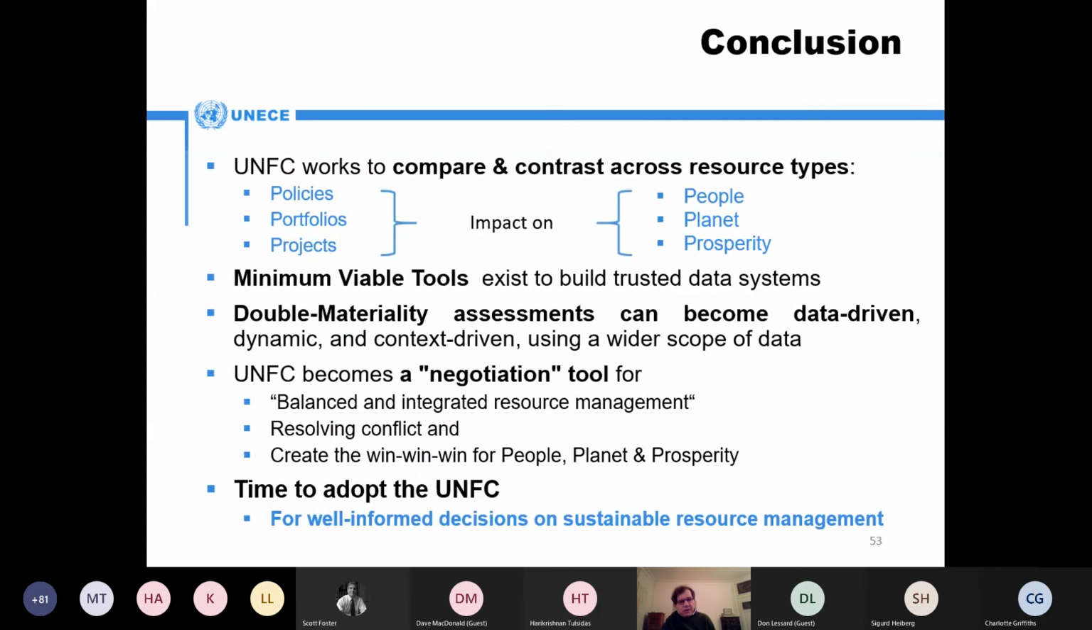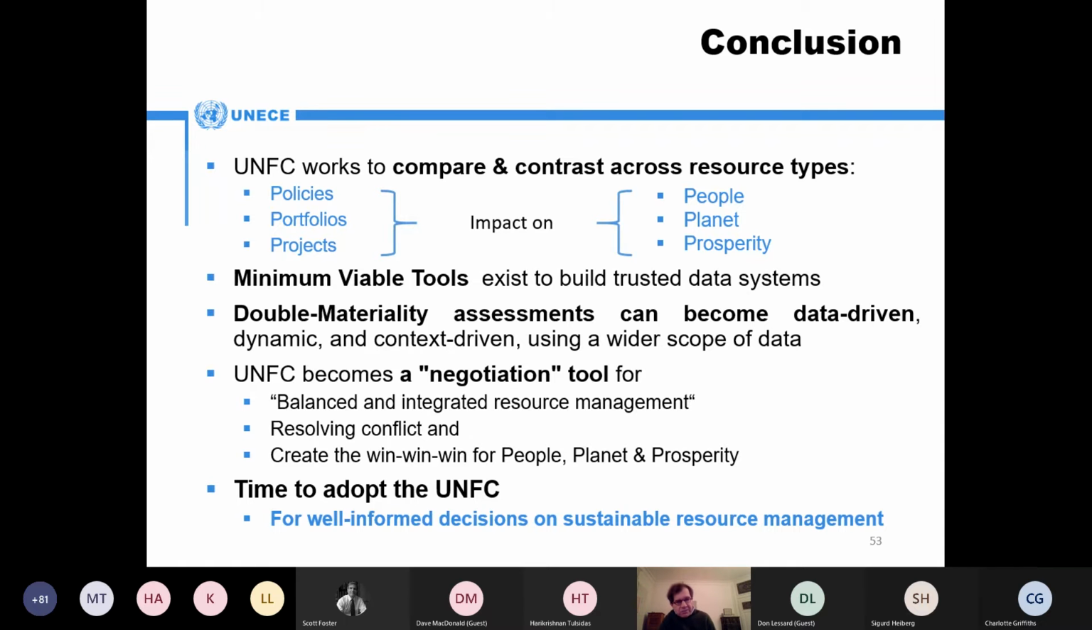What I've shared with you is that the UNFC works to compare and contrast projects across resource types. You can aggregate it to portfolios and policies, and you can test their impact on people, planet, and prosperity aspects. There is a minimum viable solution that exists to build trusted data systems. We need more than classification.